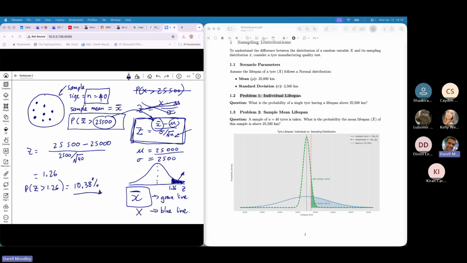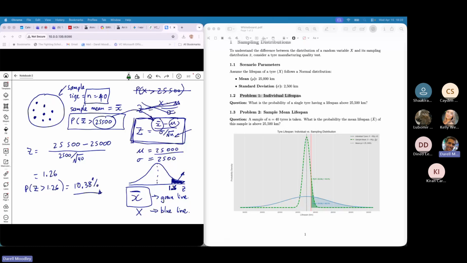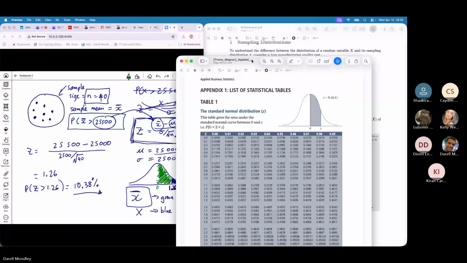All right, so we have this table here and 1.26 is here on this graph. So we want to work out this blue area. What the table gives us instead is this area here in green that I'm shading, because the table gives you the area from 0 to that 1.26. So let's look at the table and I'll just drag it across.